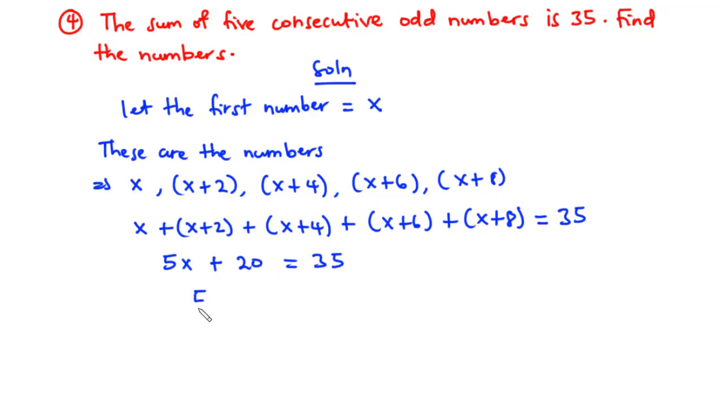So we transpose 20 to the right hand side. We have 5x equals 35 minus 20. 5x equals 15. We divide through by 5. And then we have x to be 3. So the value of x is 3.